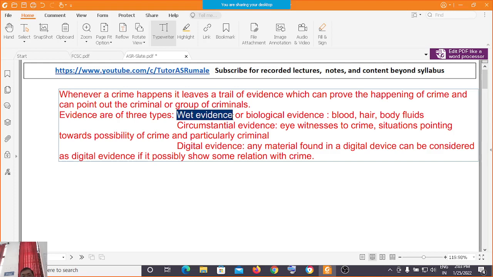Then, when you are doing this, what is circumstantial evidence? The entry and exit on a CCTV camera. Now, a CCTV camera is a digital device.